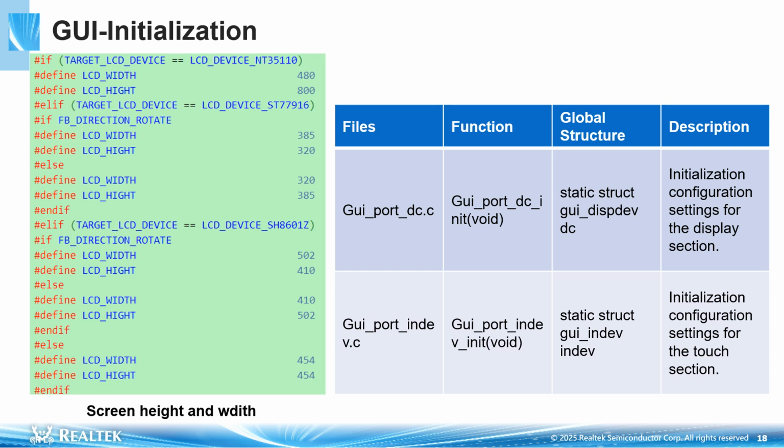The gui_port_dc.c file contains the initialization for the screen display, including the setup for refreshing the buffer and setting the information required by the GUI engine. The gui_port_indev.c file handles the initialization of the touchscreen part, including the setup for touchscreen interrupts and the time threshold settings for each touch action.